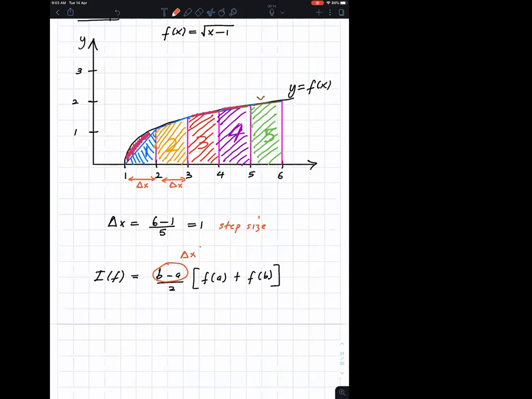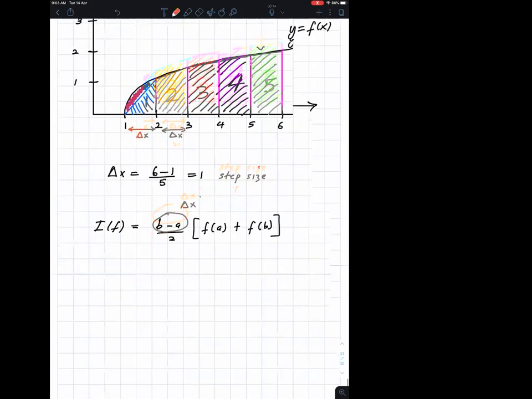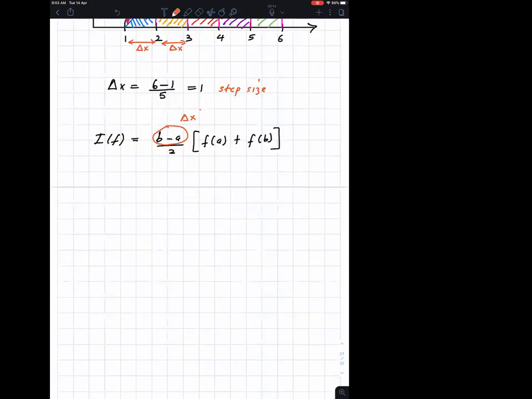Using this formula now, we're going to solve that problem. Using this formula, we're going to find the area under the curve.